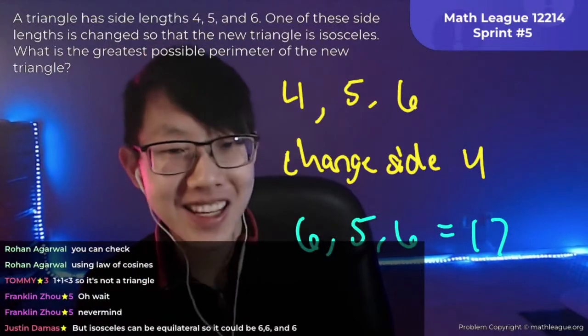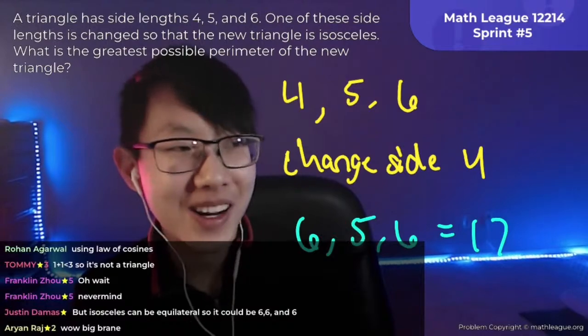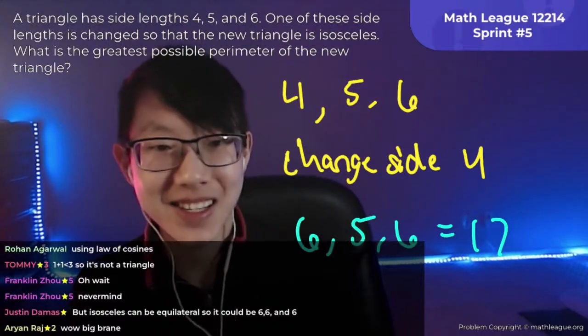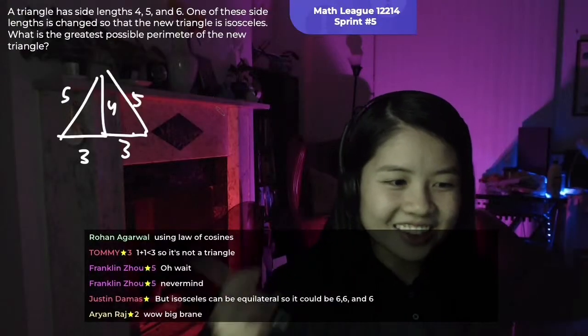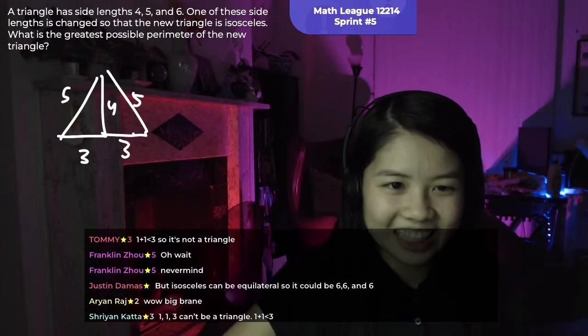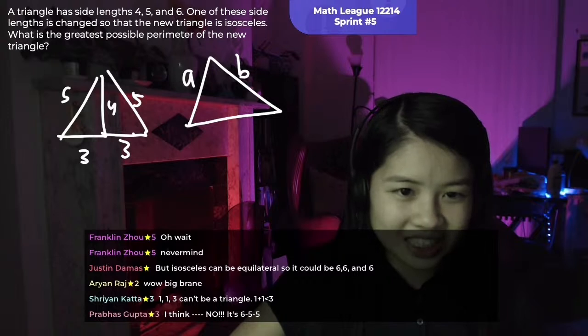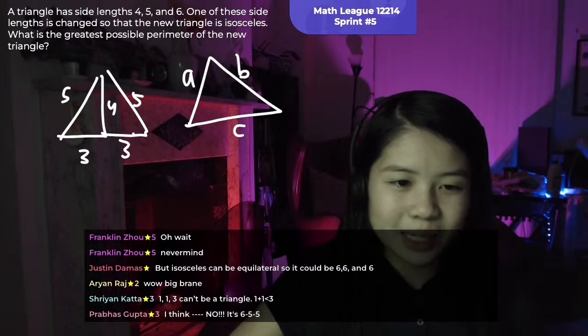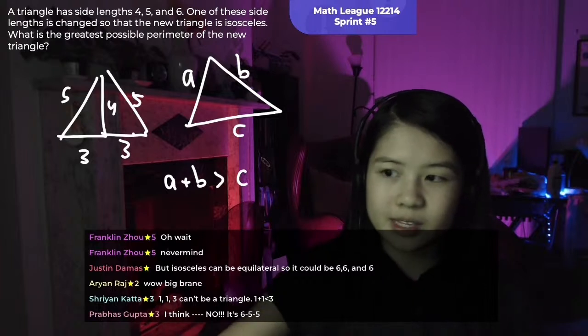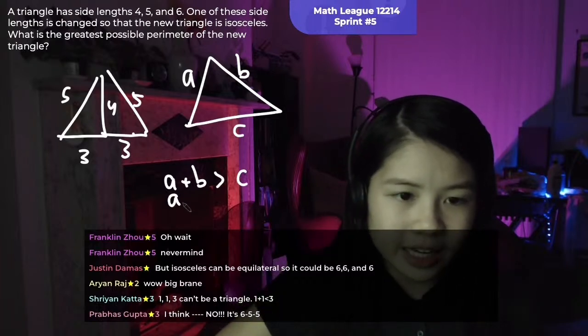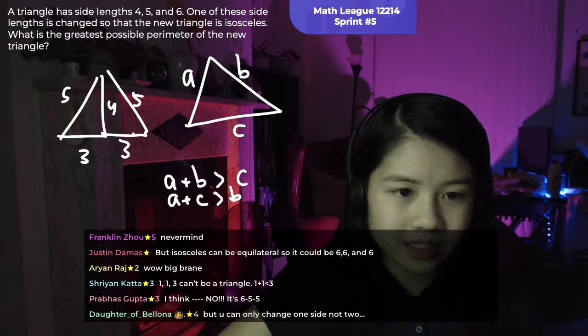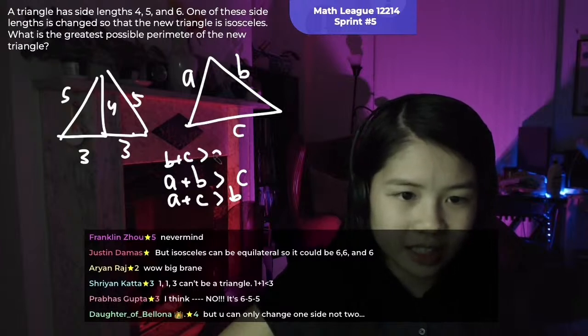Because you always want to think about triangle inequality. You never know when a triangle that doesn't exist might sneak up on you. By the way, the triangle inequality, just to write it down, is that if you have a triangle with side lengths A, B, and C, then you must have A plus B is greater than C, and the same thing for the other two. So A plus C is greater than B, and B plus C is greater than A.